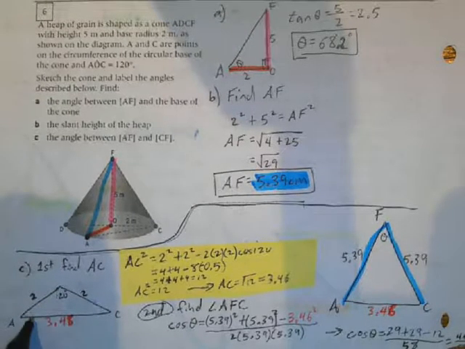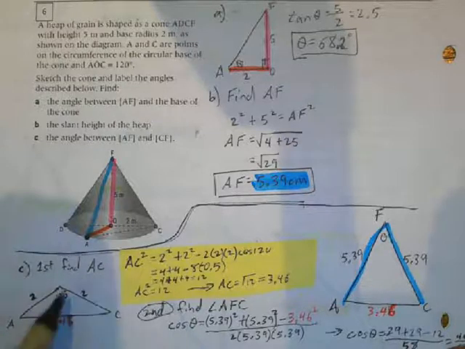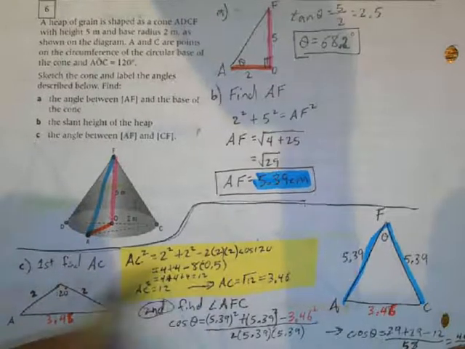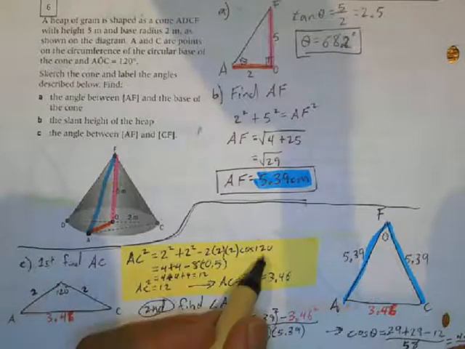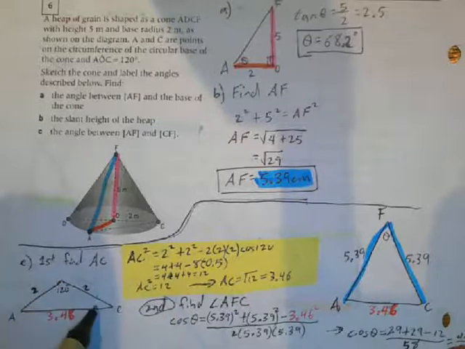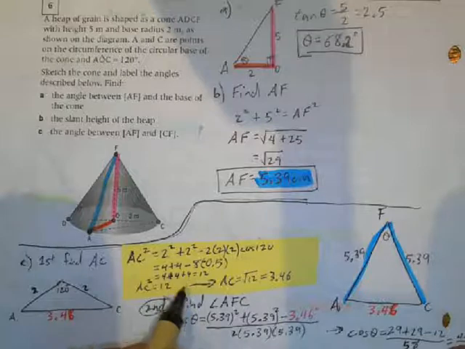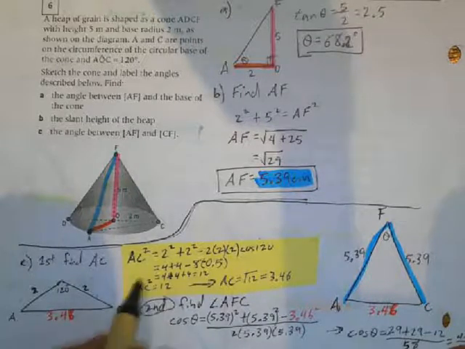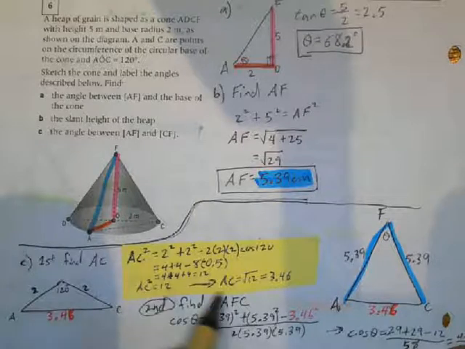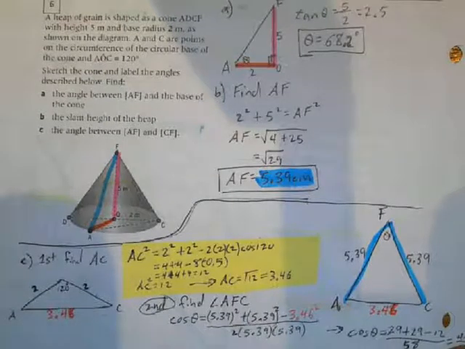So I can use the law of cosine, so I could say the length of AC squared is equal to 2 squared plus 2 squared minus 2 times these two sides times cosine of 120. Cosine of 120 is negative 0.5. So 8 times negative 0.5 gives me negative 4. So 4 plus 4 plus 4 gives me 12. So AC squared is 12. Square root of that gives me 3.46. So now I know the length from A to C is 3.46.